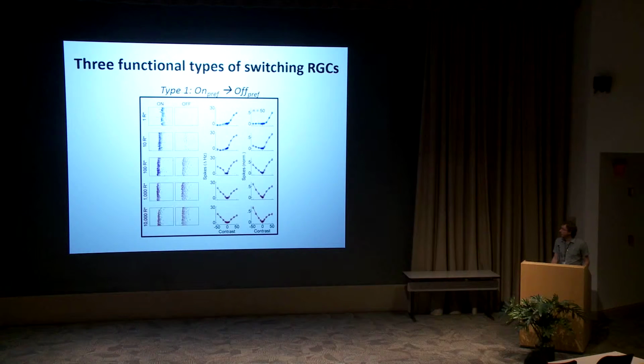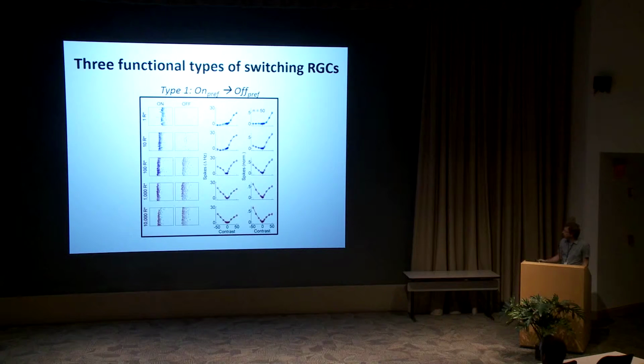So type 1 starts with an on preference and goes to a slight off preference. So you can see here at the lowest light level, remember a nighttime sky with the crescent moon, it really only responds to increases in brightness. But then as you get brighter and brighter, it responds more and more to decreases in brightness as well. And so this is one example cell.